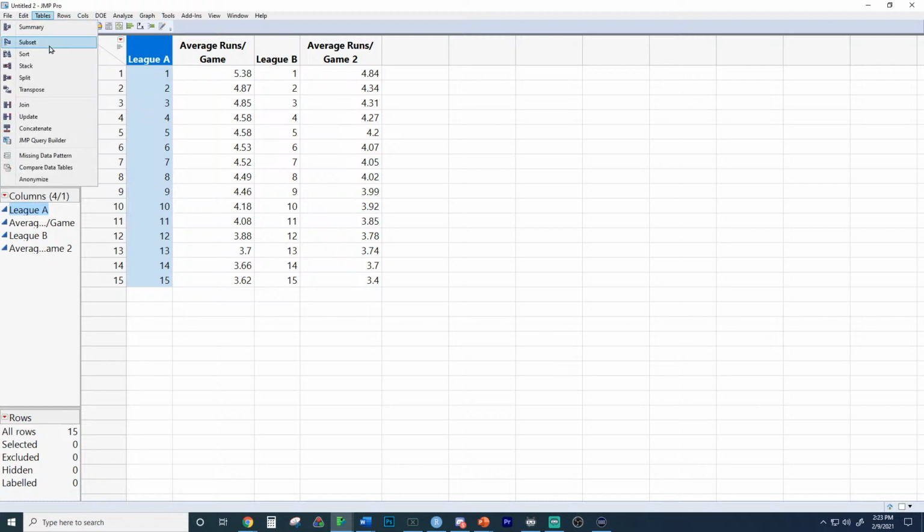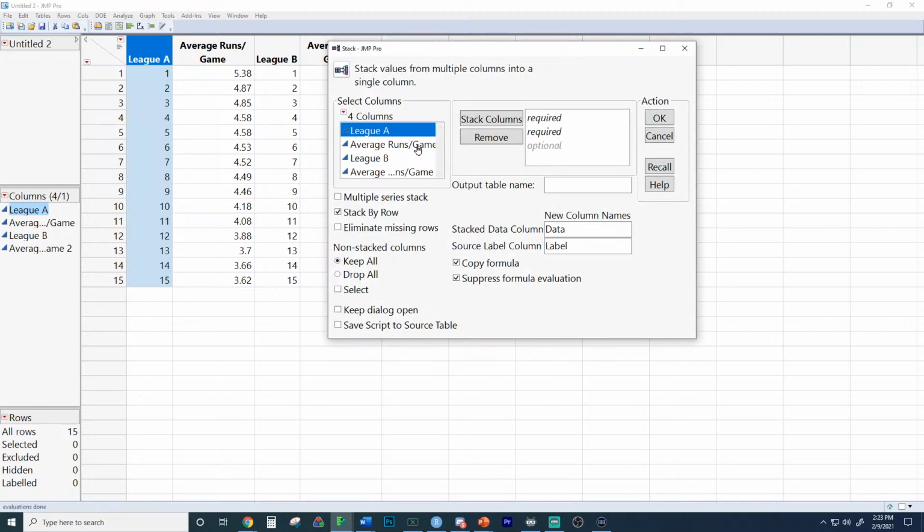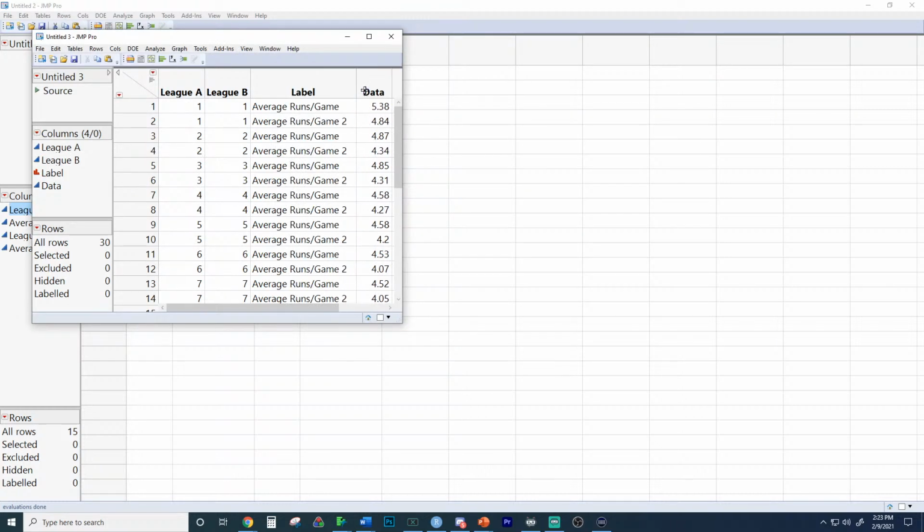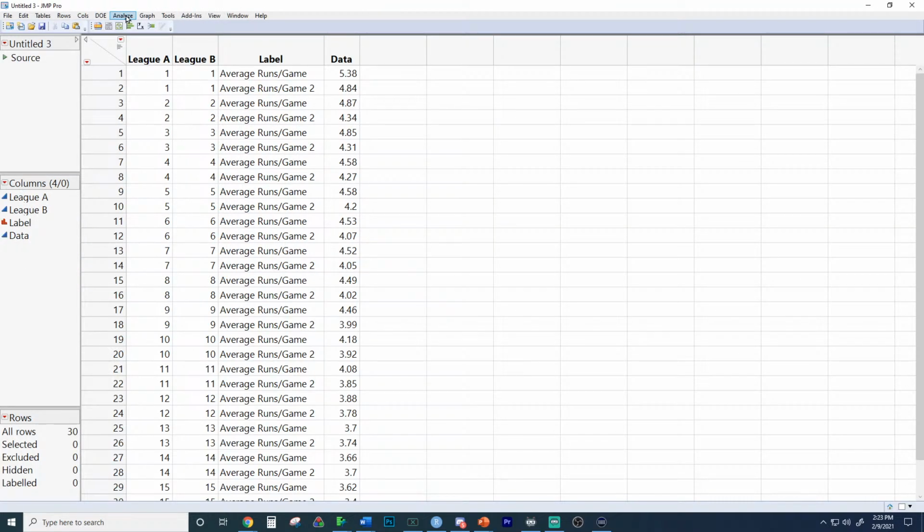Now we're going to go to Tables, and we're going to go to Stack, and we're going to double click the average home runs right here. So this is going to stack both those columns, and then we get a label. I don't like how this label looks. It's truthfully team A, team B, team A, team B. I just don't like that it does that, but this will be the proper way to analyze it.